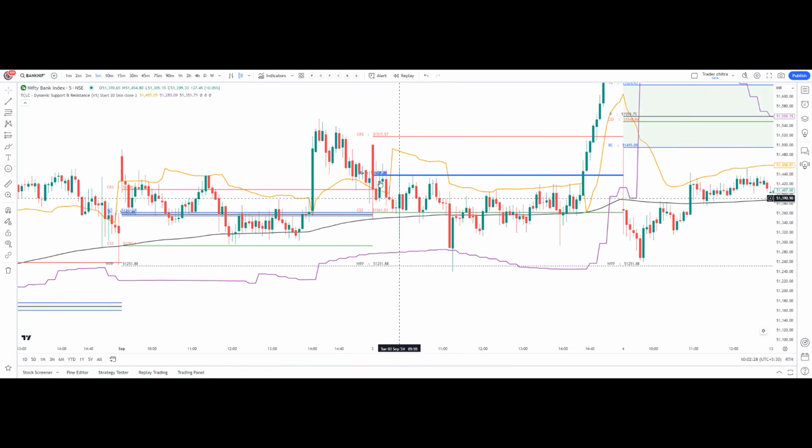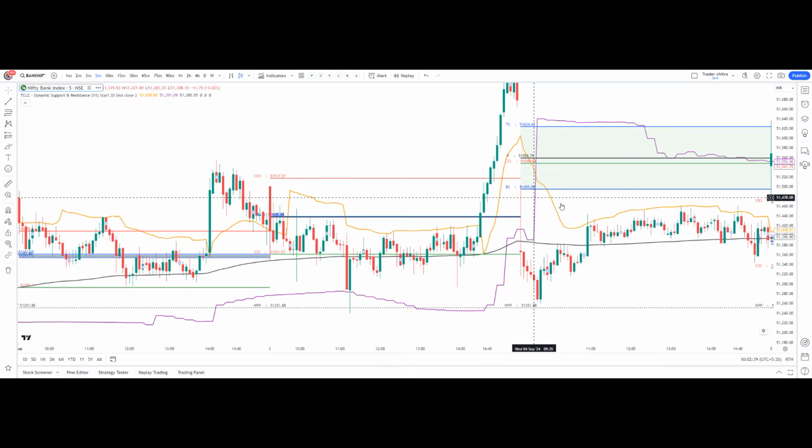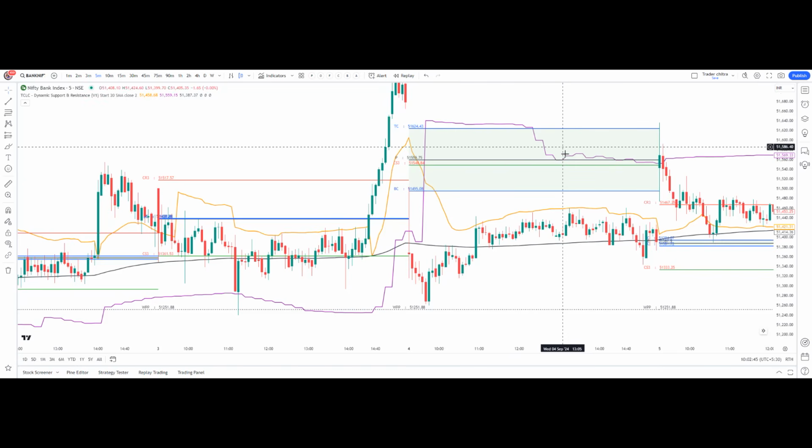Now here we can see this is the CPR. This is a narrow CPR. CR3 is Camarilla R3. CS3 is Camarilla S3. And we can see this is the CPR: TC, pivot point, BC. This we are giving in green color in order to identify it as one zone.